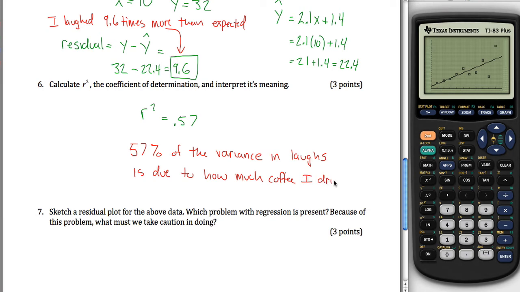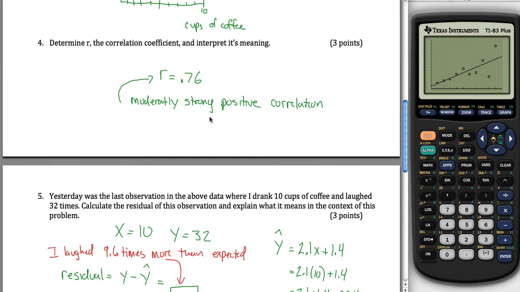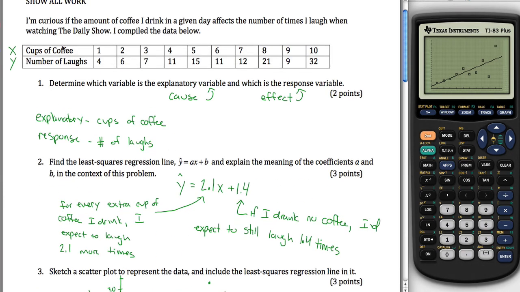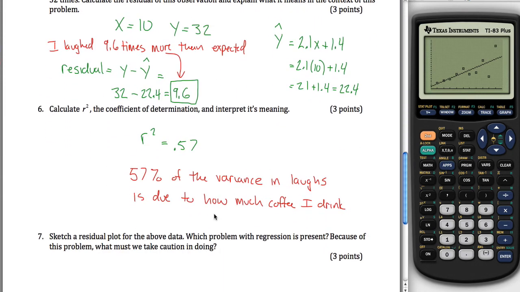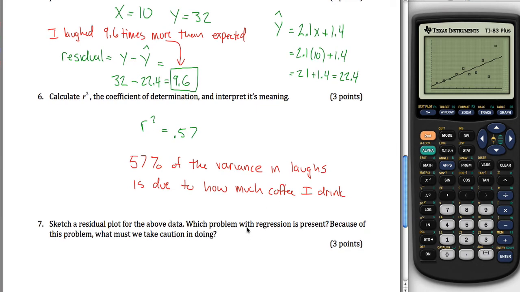The idea there being that there's lots of different things that will affect how much I laugh. There's a lot of variance in the number of laughs. One day there's only 4, one day there was 32. So a lot of different factors affect that: who the guest is, what sketches they have, whatever. But according to this regression, 57% of the variance is due to our explanatory variable, how much coffee I drank.